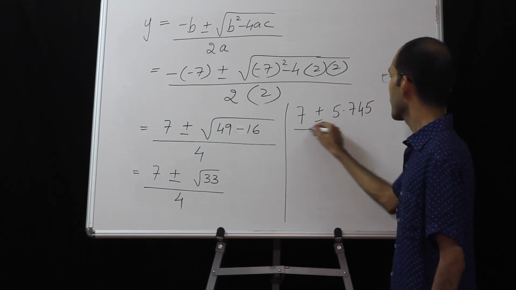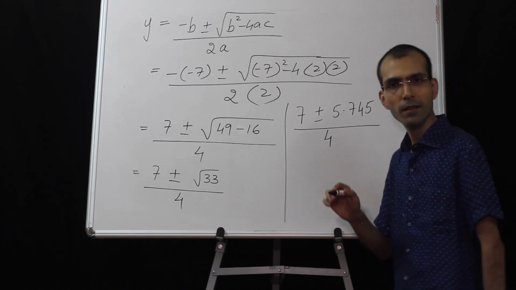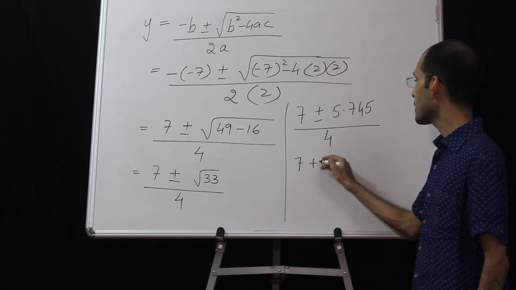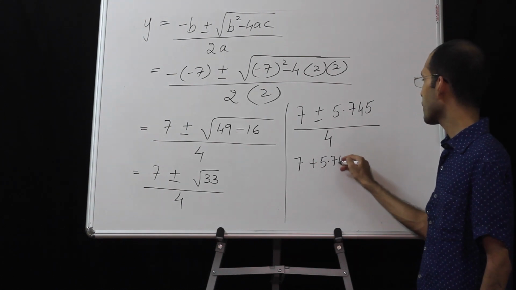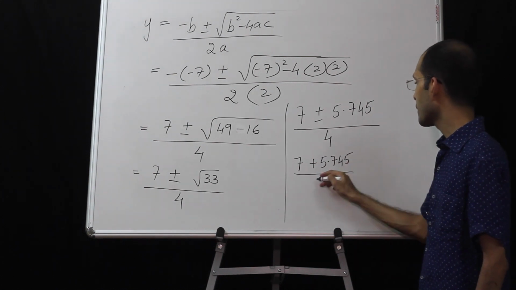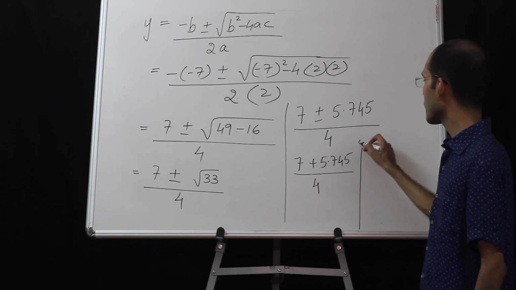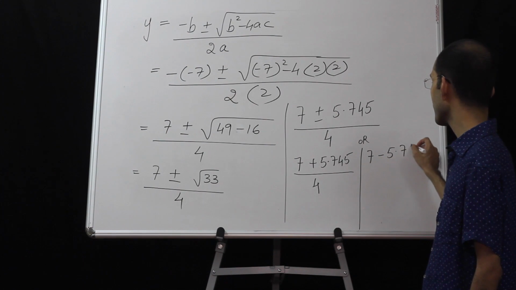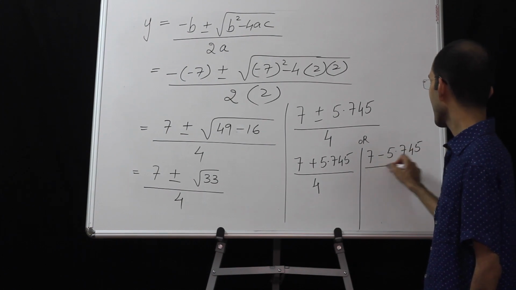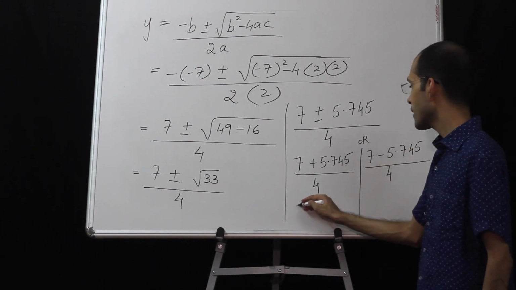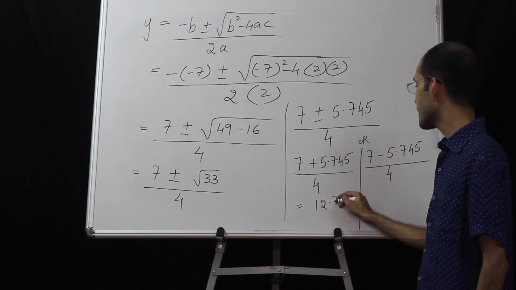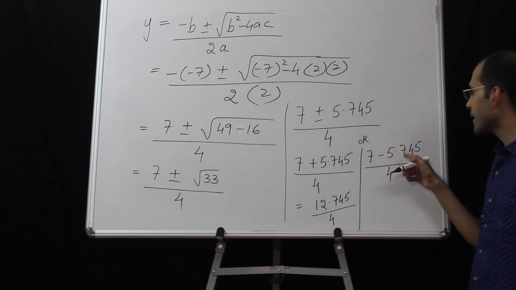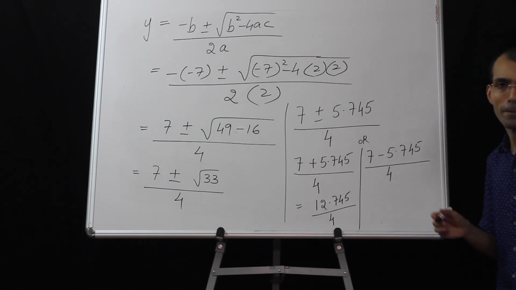5.745 divided by 4. Now same routine, two possibilities. 7 plus 5.745 upon 4, or the other possibility is 7 minus 5.745 upon 4. This will be 12.745 upon 4. Take care in this subtraction.